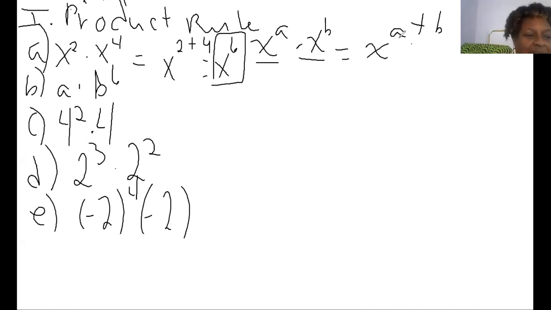B model, a times b to the 6. However, we need to note that the bases are different. Therefore, we cannot add exponents. So the final answer here is simply ab to the 6.